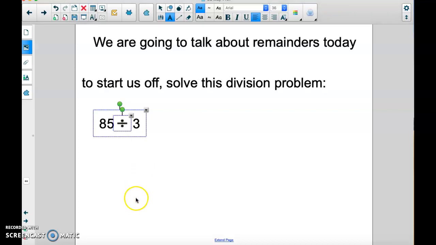So today we're going to talk about remainders. I noticed the past couple days with our work, especially with the word problems, when we would get an answer that had a remainder, we didn't take that into account in our answer. So that's going to be our focus for today.